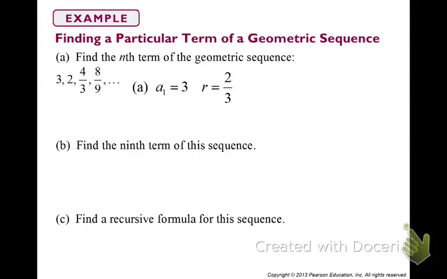All right, so write down your sequence. Your sequence here is 3, then 2, then 4/3, then 8/9. We're going to do 3 things. We'll just start off with the first one. First thing we're going to do is find the nth term. So essentially, we're just going to find the explicit formula for this, finding that nth term.